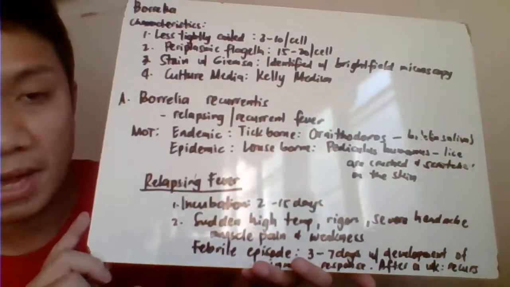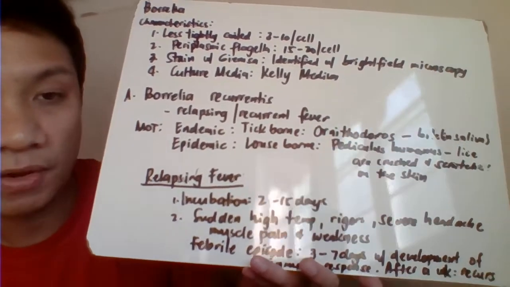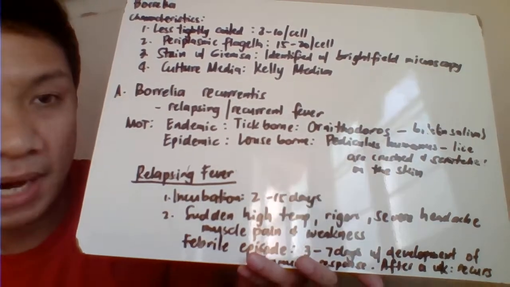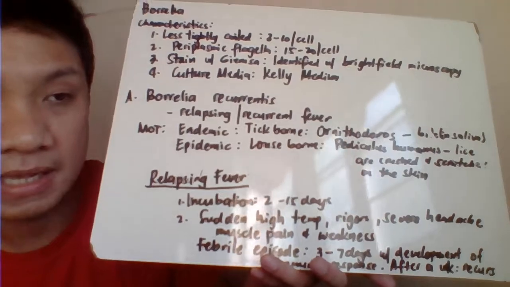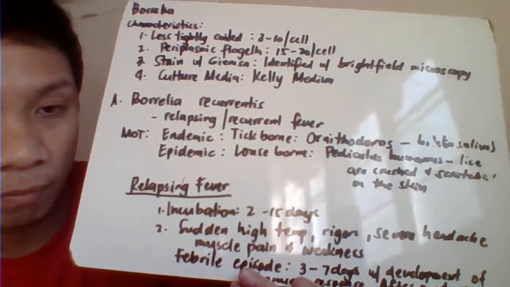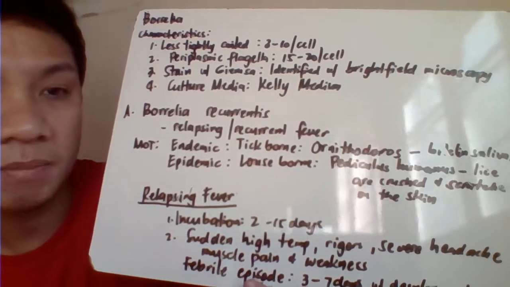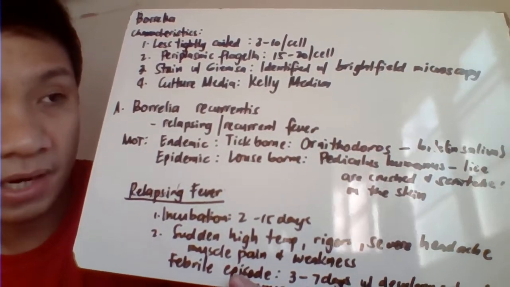On the next one, we have your Borrelia. So we have Borrelia recurrentis and we also have Borrelia burgdorferi. Okay, so this is primarily a group of spirochetes transmitted by arthropod or a vector-borne type of infection. Borrelia is considered to be less tightly coiled compared with your Leptospira.